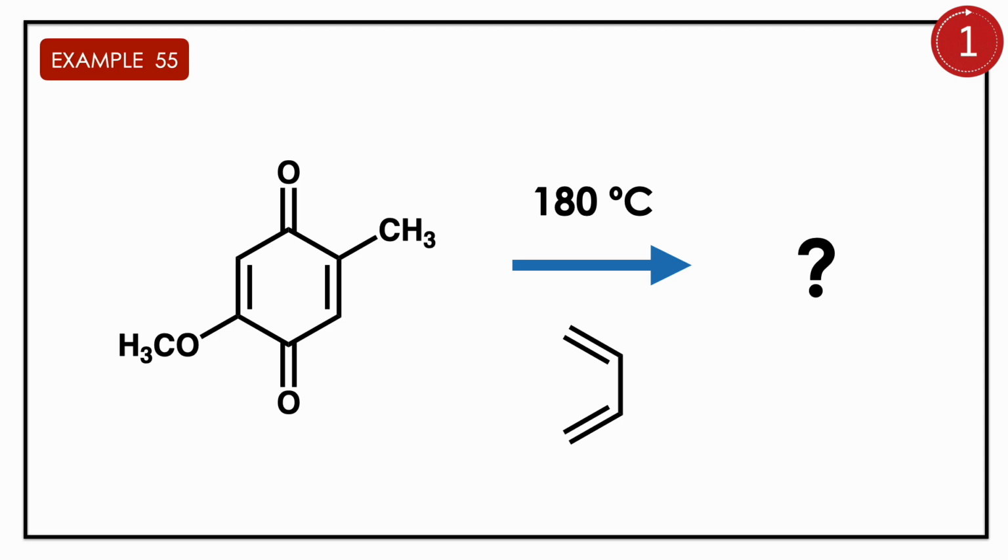Then the next example, you have a quinone with methyl and methoxy groups. You are heating it up and you are using cyclobutadiene. You should find what will be the final product.